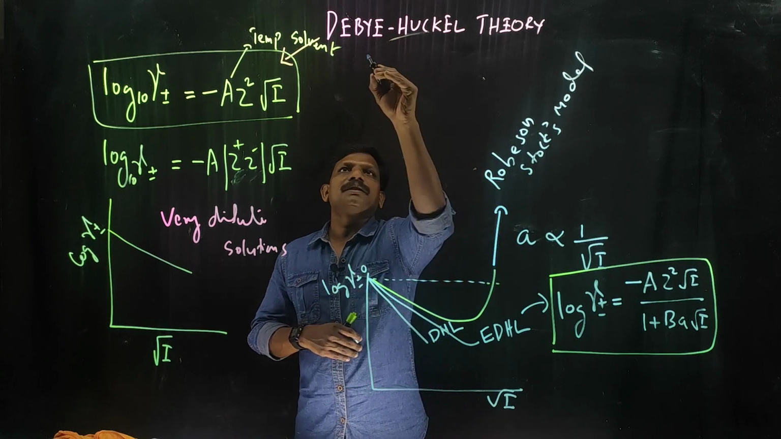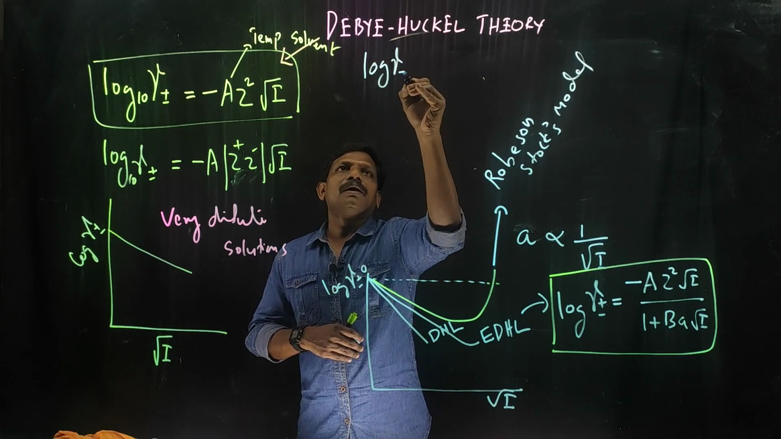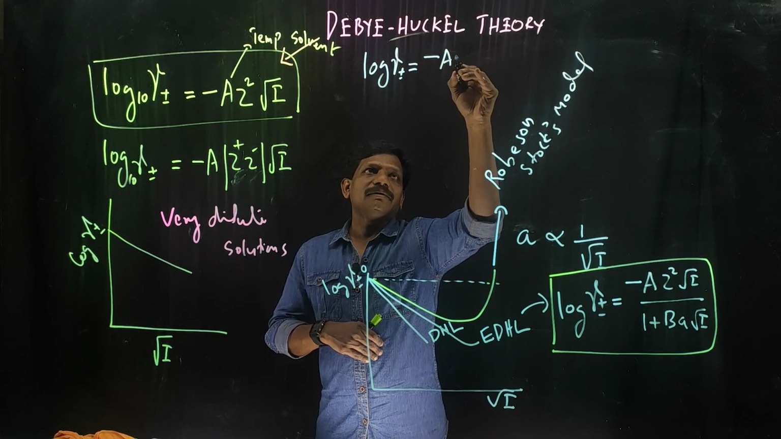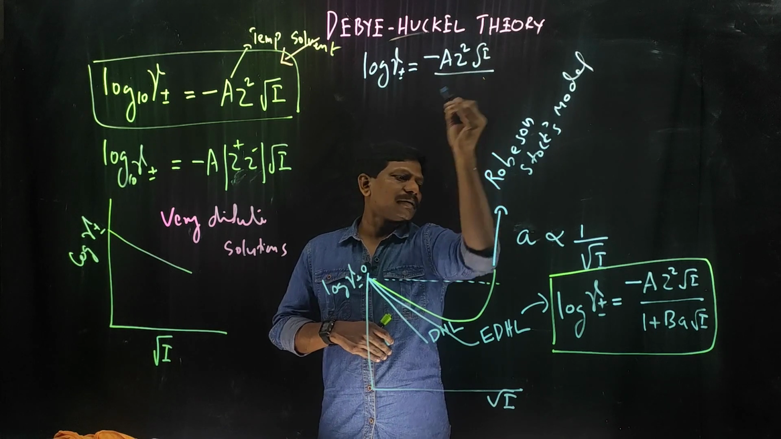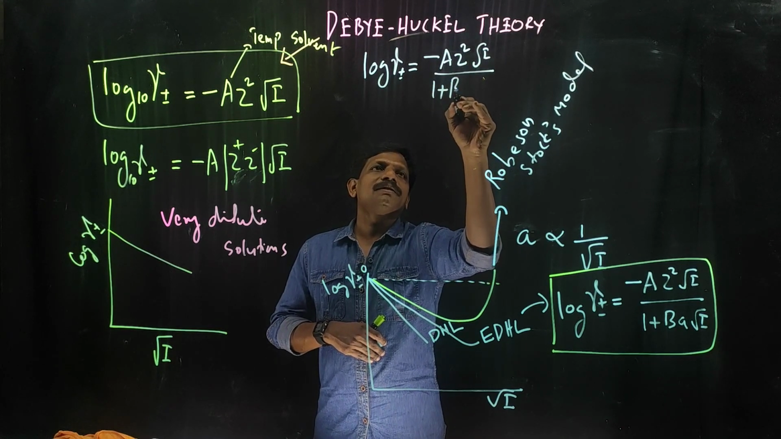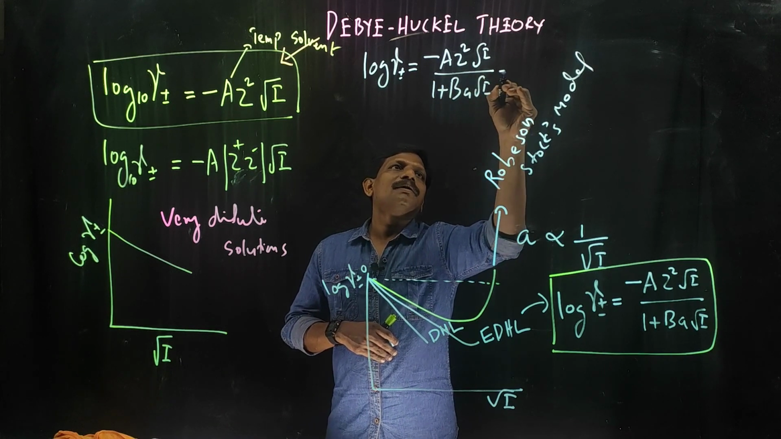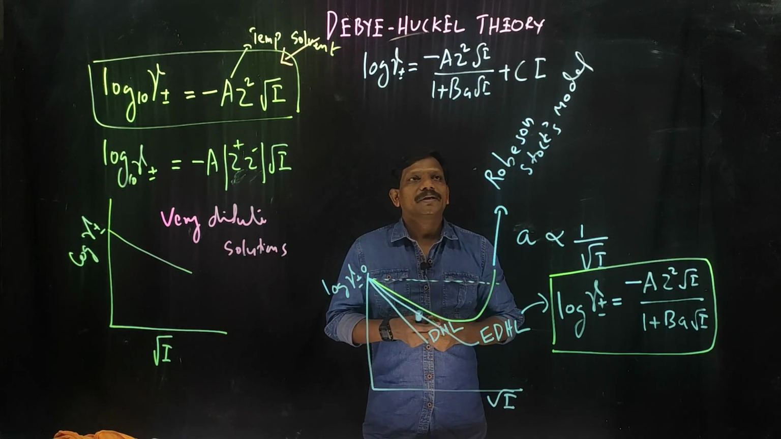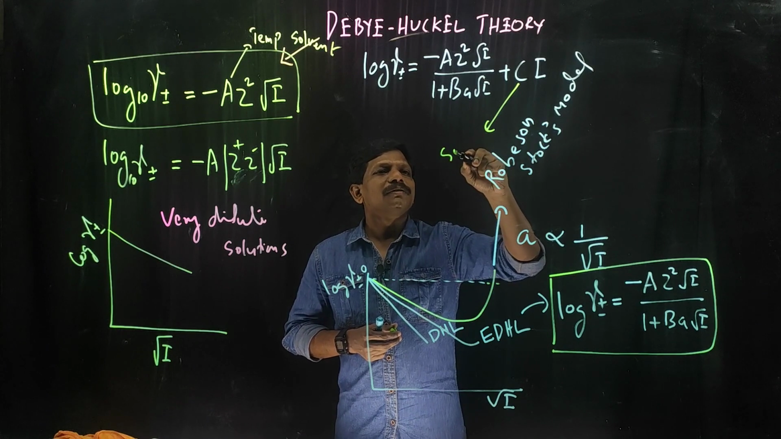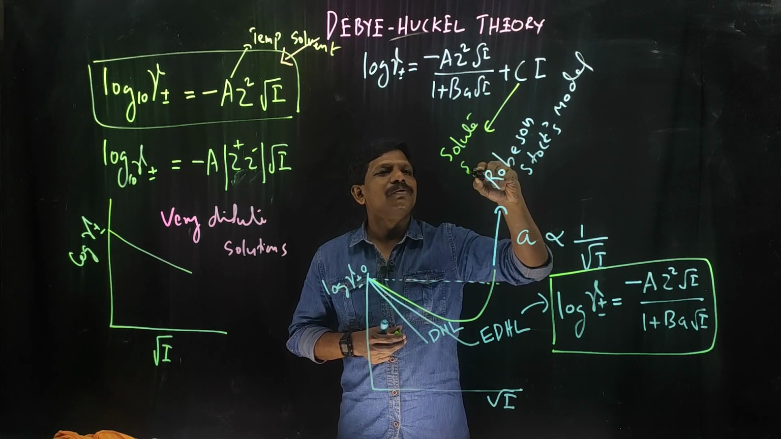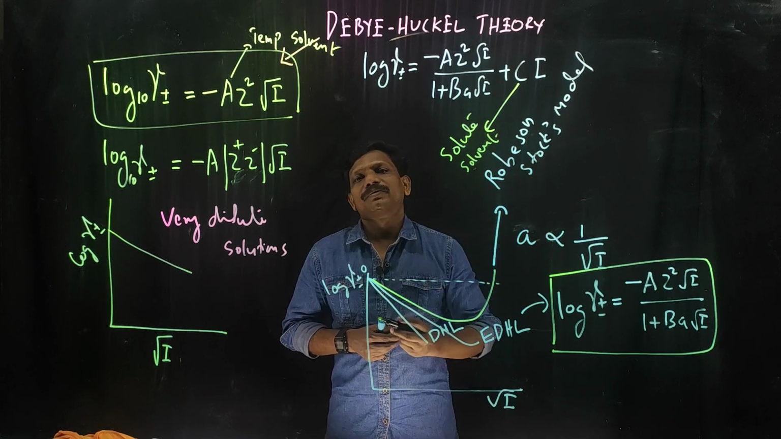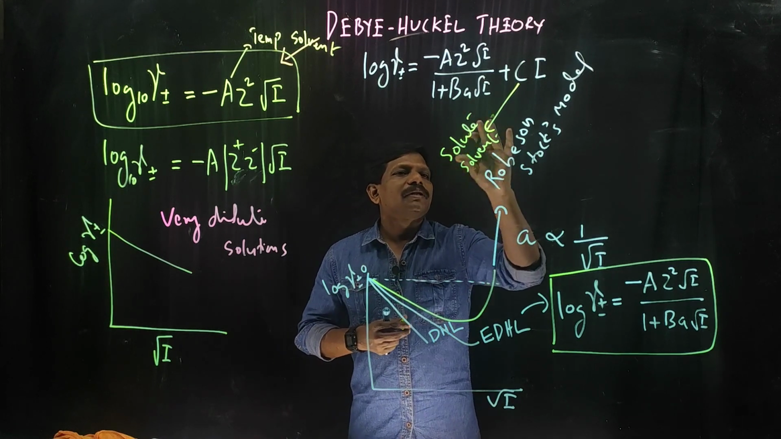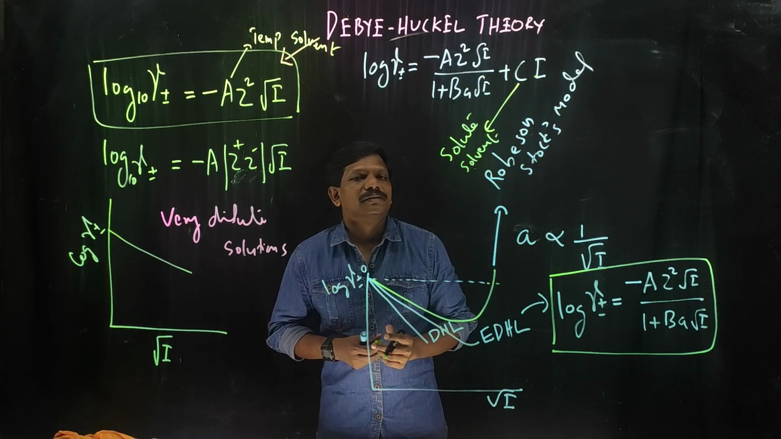The equation is like this: log gamma plus minus is equal to minus A z square root I divided by 1 plus B a root I, plus C into I. That is the other term they introduced. C is related to solute-solvent interaction, because solute-solvent interaction will be more in a concentrated solution. So it is a parameter related to solute-solvent. This is our ionic strength.